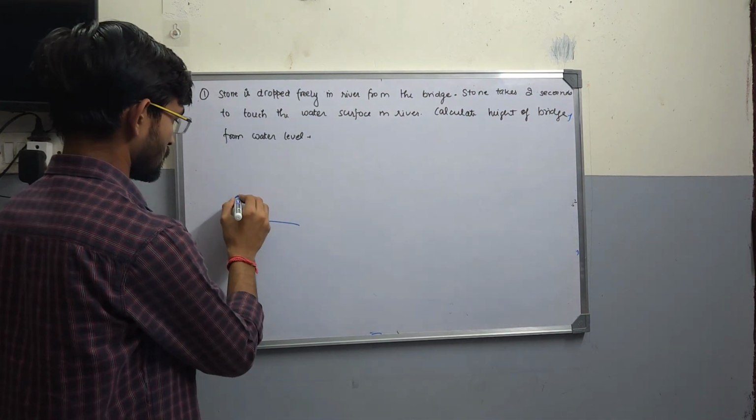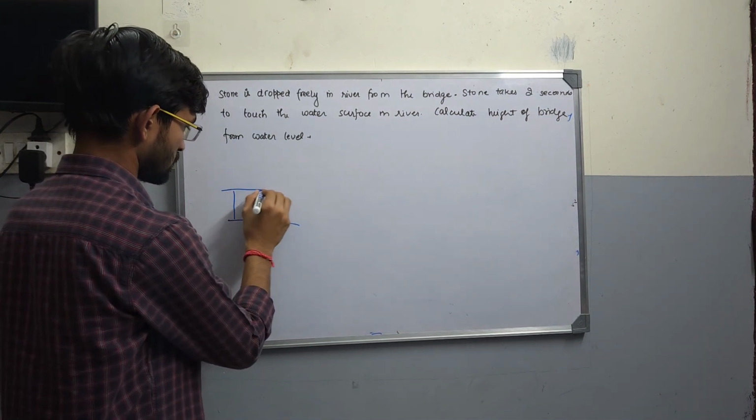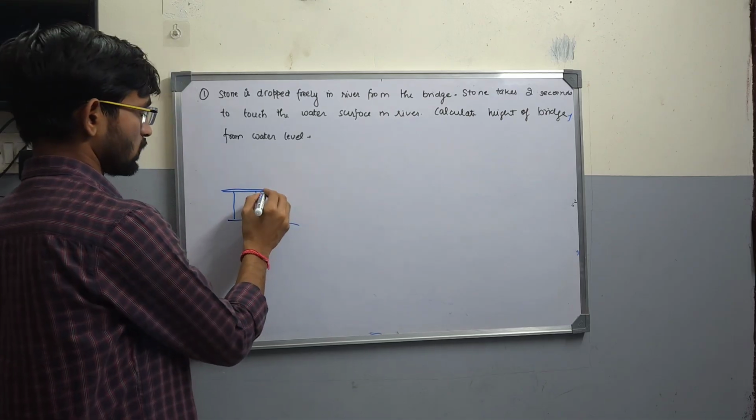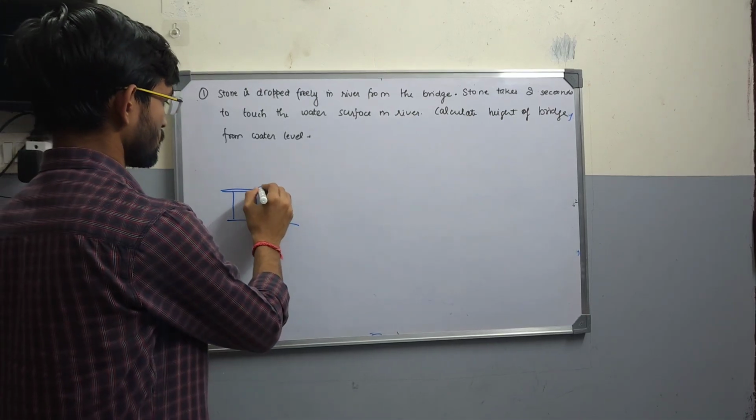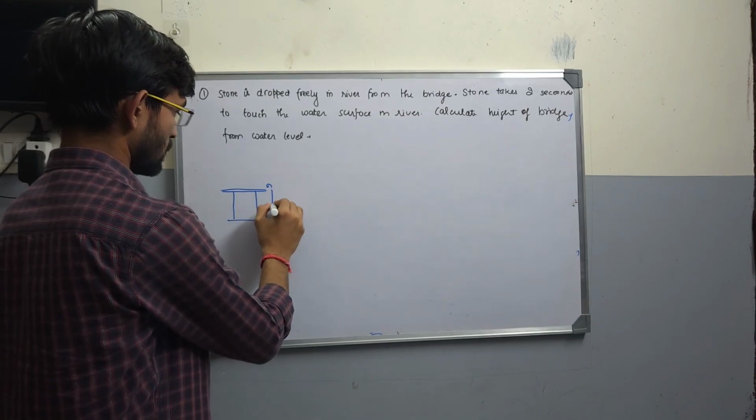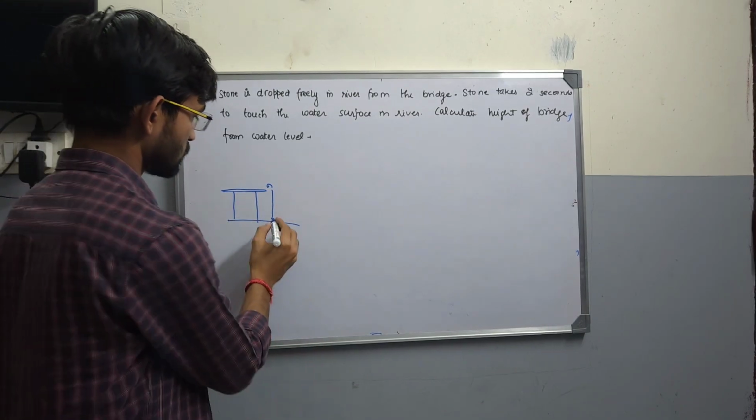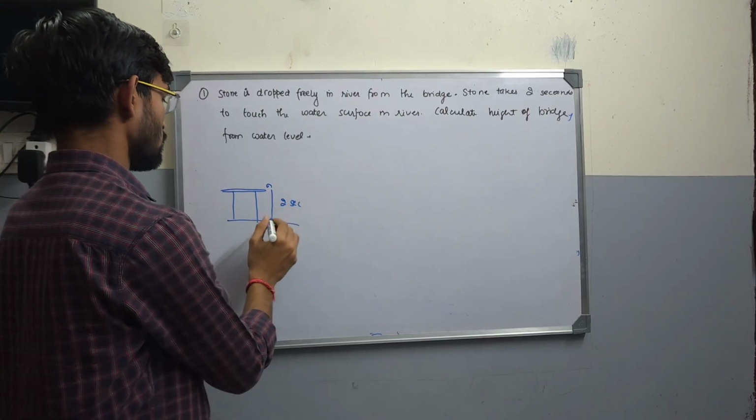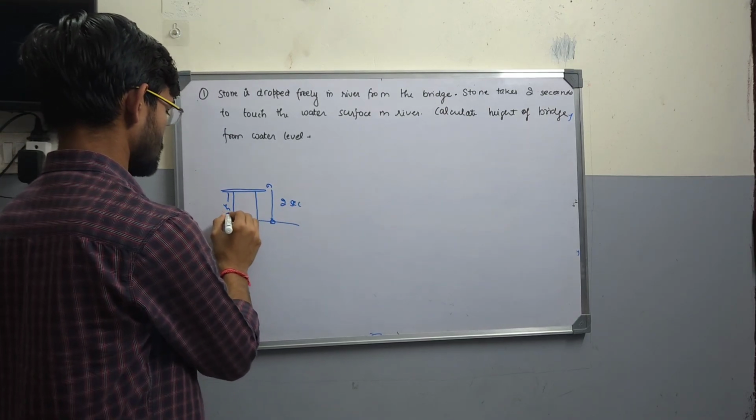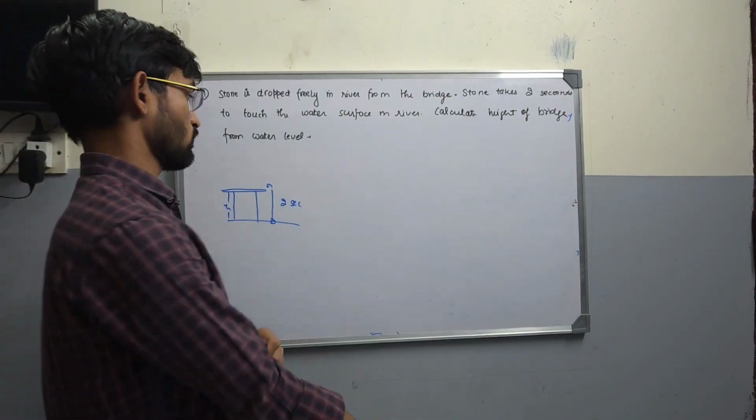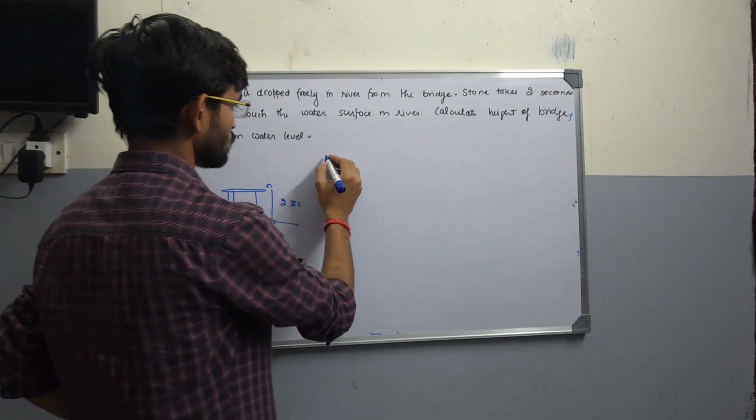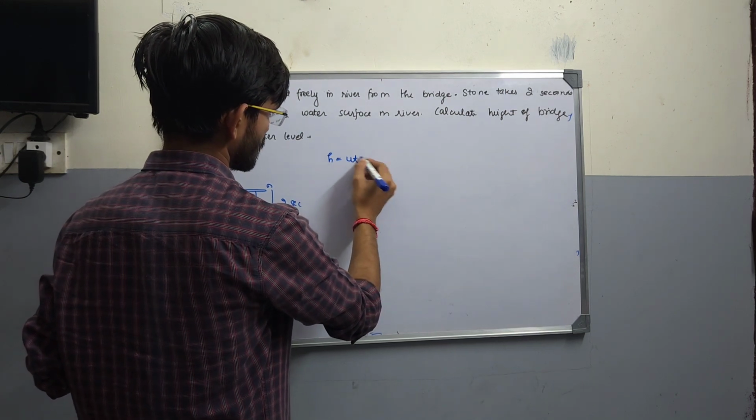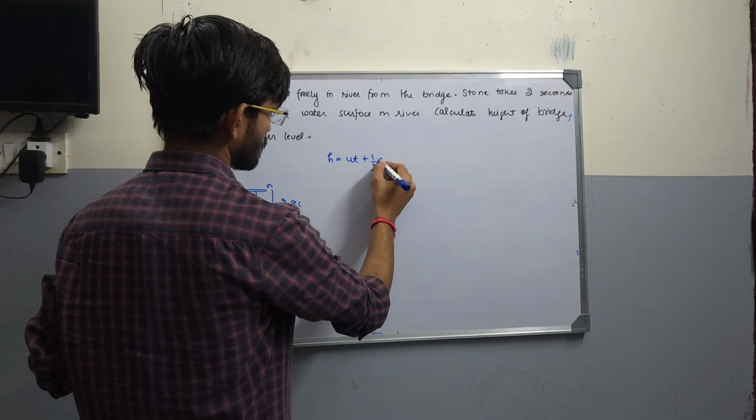Suppose this is the river and this is the bridge. You are dropping a stone from this position and it takes 2 seconds to reach the water surface in the river. Time is 2 seconds. You have to find this height h. For this we can use the second equation of motion, h equals ut plus half gt square.